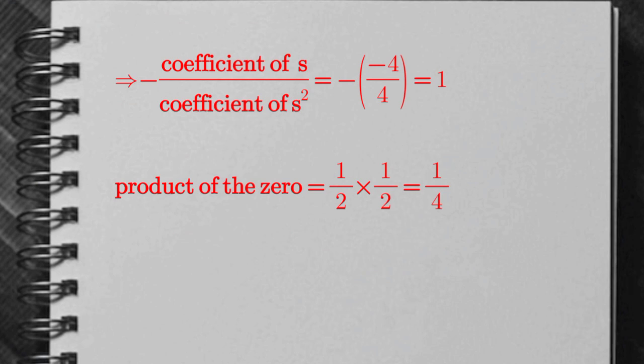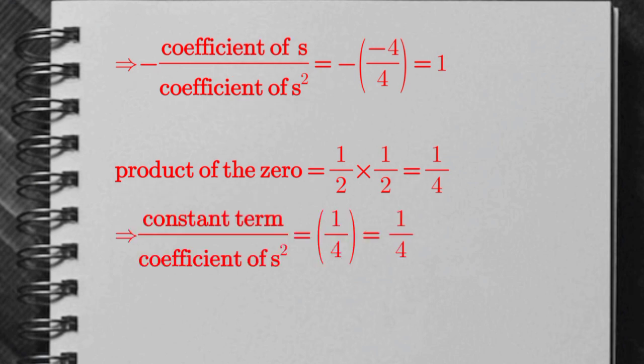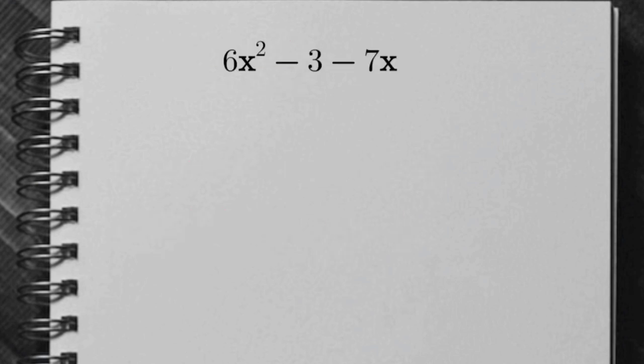Now for the product of zeros, we have 1 over 2 multiplied by 1 over 2, and this is equal to 1 over 4. So it's also the same thing with the constant term, which is 1 here, over the coefficient of x squared, which is 4. So we have 1 over 4. Okay, it's also right. Now, let's move over to the last example, which is 6x squared minus 3 minus 7x.